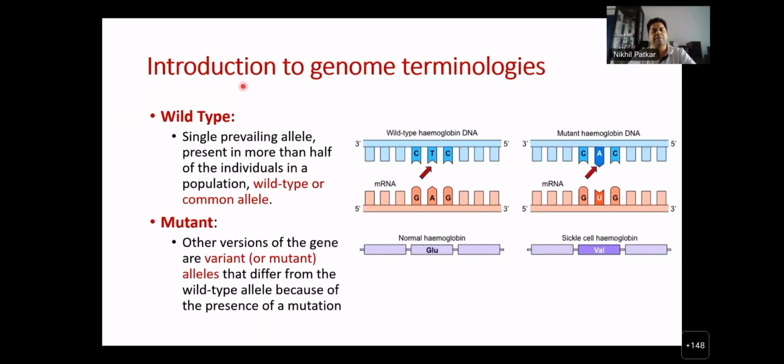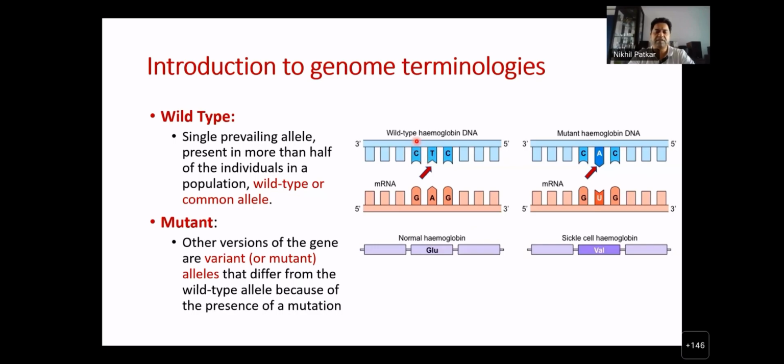There are also some other terminologies used in the genome, which are wild type and mutant. The wild type allele is the single prevailing allele present in more than half the individuals in the population, and it is said to be the common allele. So the wild type allele is commonly present in people, and the mutant alleles are versions of that allele which differ from the wild type allele because of the presence of a mutation.